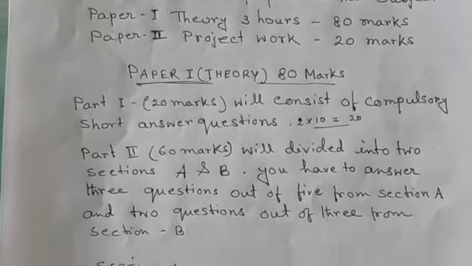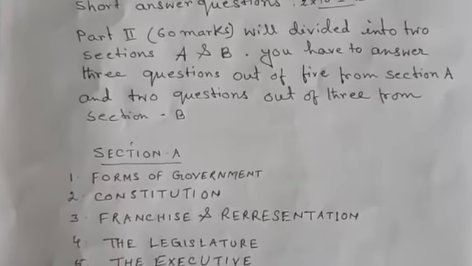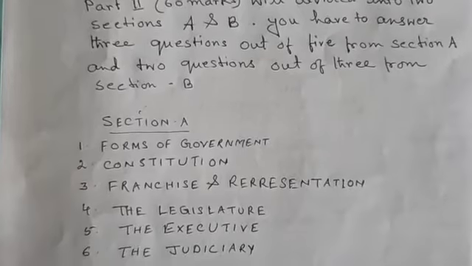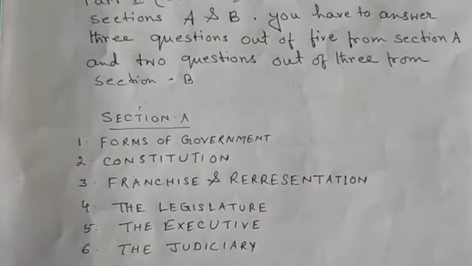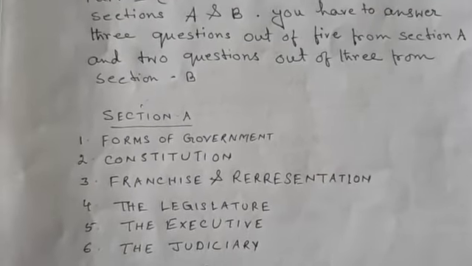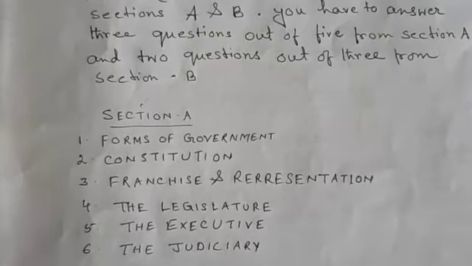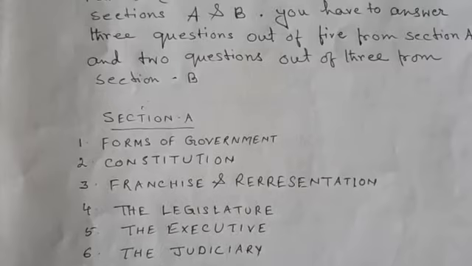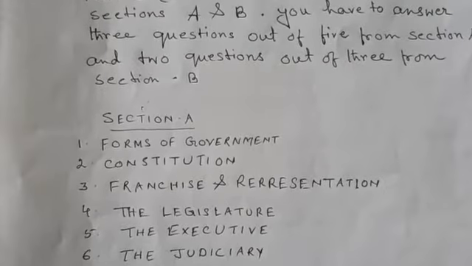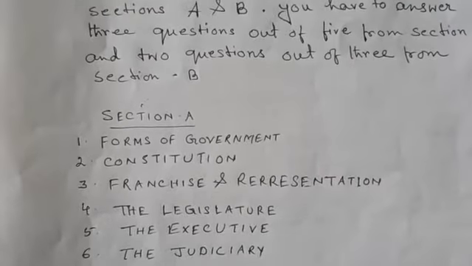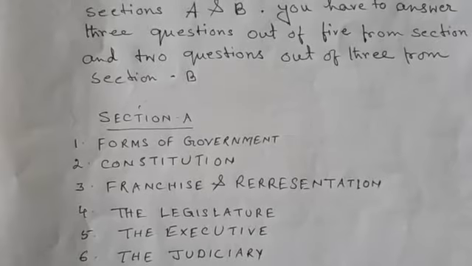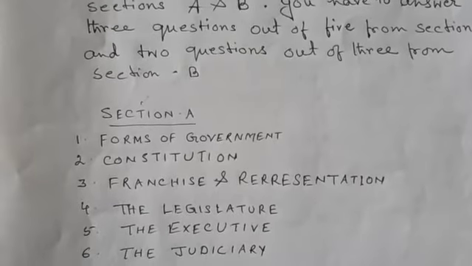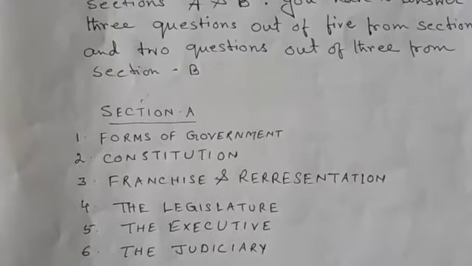Now section A, Constitution and Government. Under this, number 1, forms of government. There are totalitarian and authoritarian states, liberal and democratic states, unitary and federal states, parliamentary and presidential forms of government.